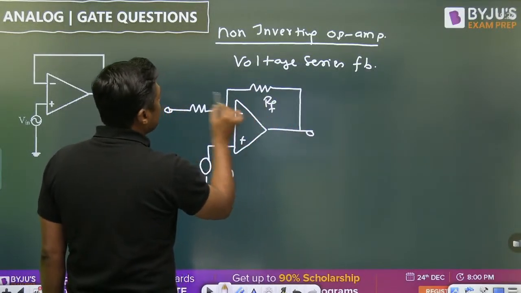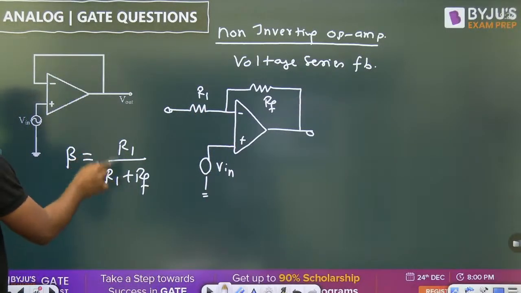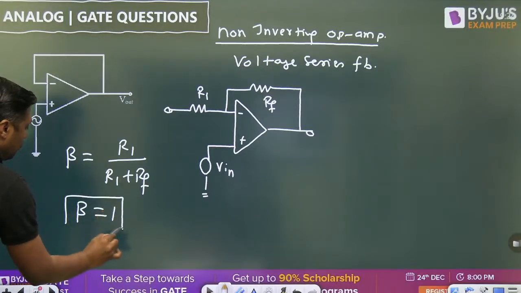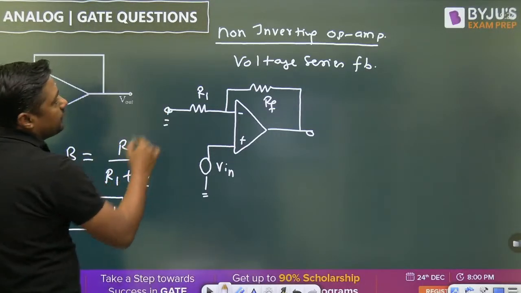This is RF, this is R1. But in this case, RF is 0. When RF is 0, R1 by R1 cancels out and beta is what? 1. For a voltage follower, the beta will become 1. For a non-inverting operational amplifier, beta will become R1 upon R1 plus RF.